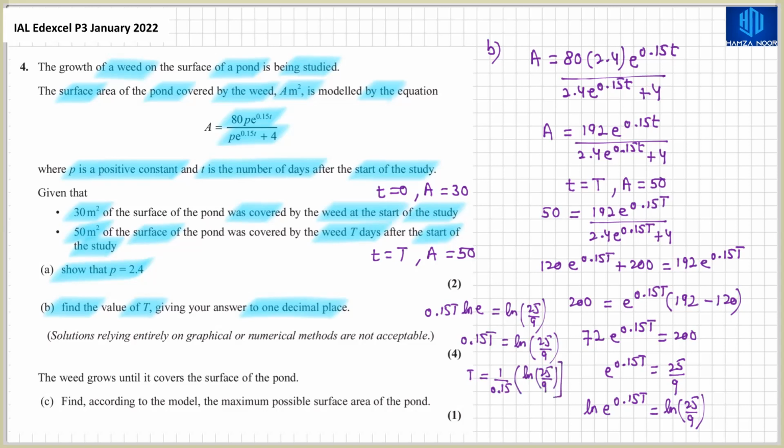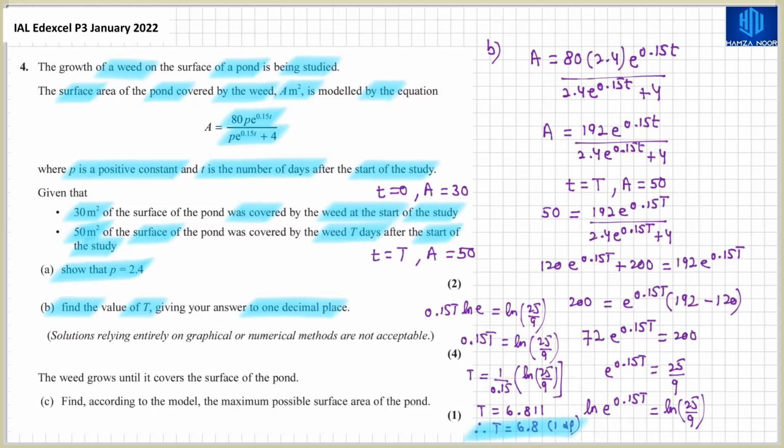All right, so far we have achieved this. 1 divided by 0.15, completely multiplied by ln 25 over 9, so t is equal to 6.811. Therefore we are going to say that t is equal to 6.8 correct to 1 decimal place. This is supposed to be our final answer. This was part B. So now let's move on to part C.